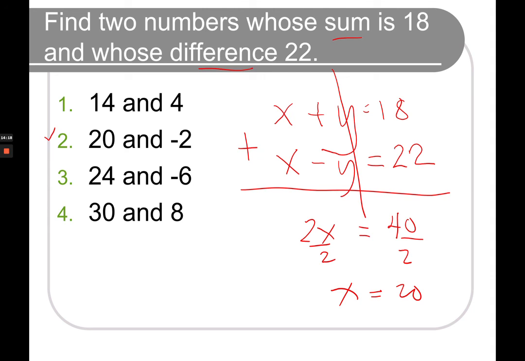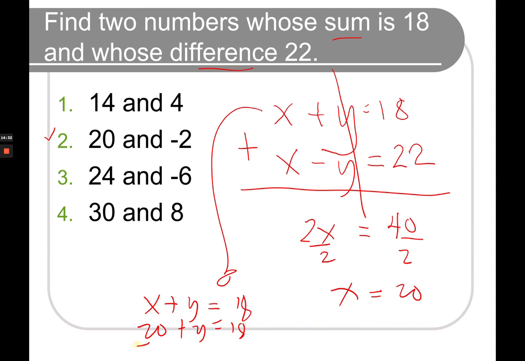How do we find the second one? Of course, we just plug in by checking by substitution. If x plus y is equal to 18, and x is 20, then minus 20 on both sides, y is 18 minus 20, which is -2. And that's the correct answer.